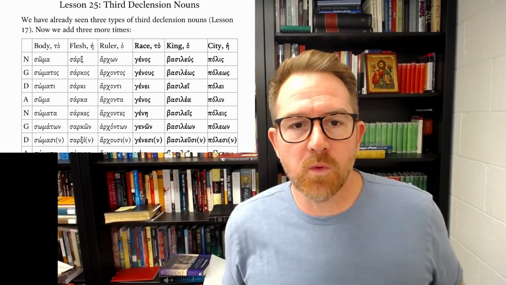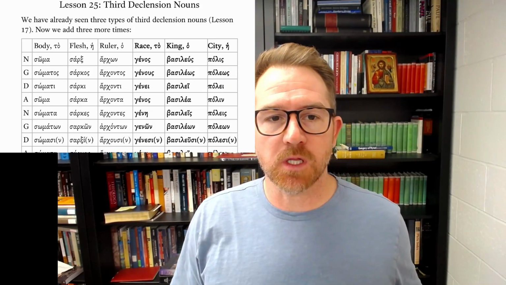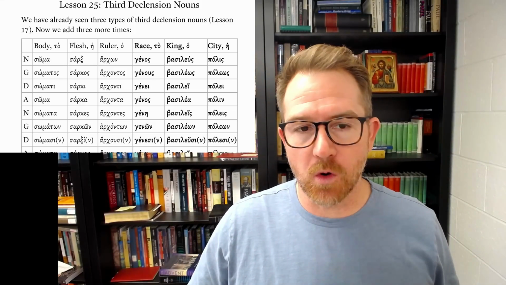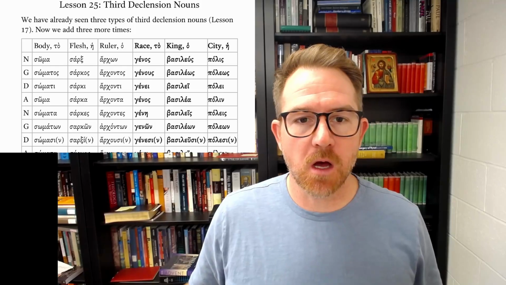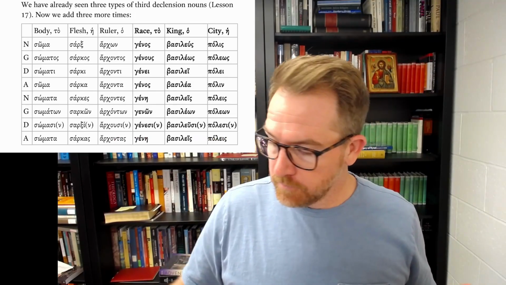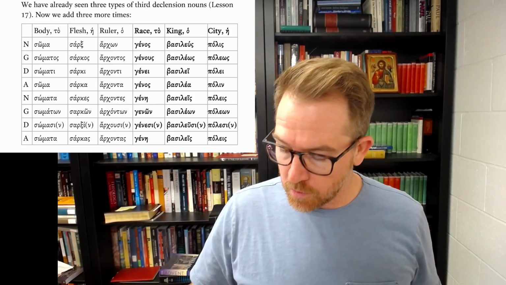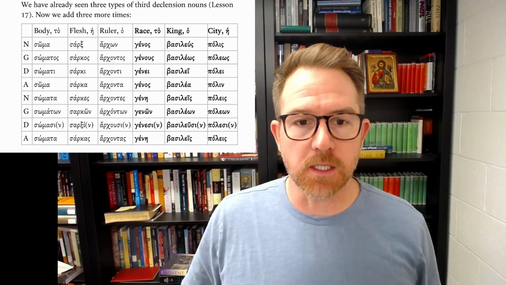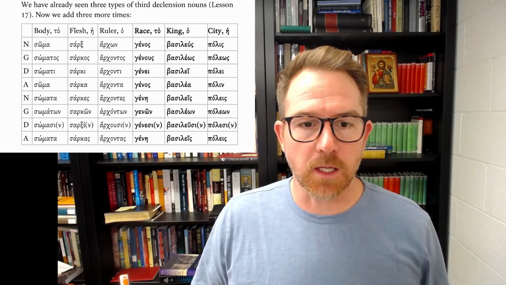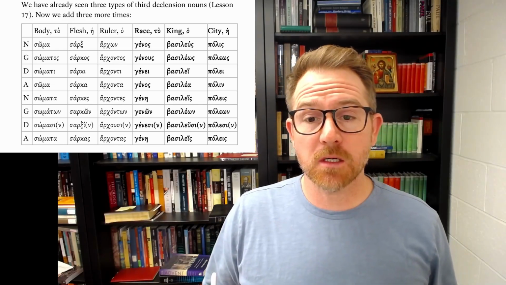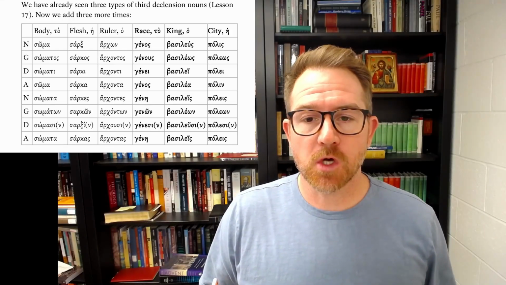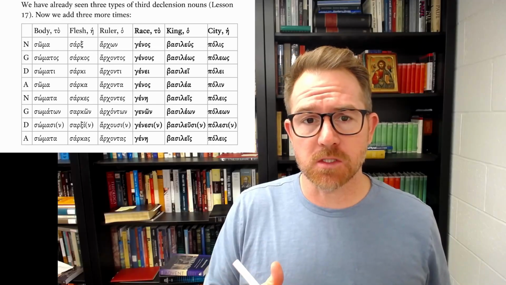So we've already seen three types of third-declension nouns back all the way in Lesson 17. So it's been a while. We know these. We're aware of these. Soma, sarx, archon. If you recall, we learned these endings, particularly the ones associated with ruler here: archon, archontos, archonti, archonta, archontes, archonton, archusin, archontas, because they look quite similar to some of the endings that we see on those present active participles. So that's when we were first introduced to these third-declension nouns.